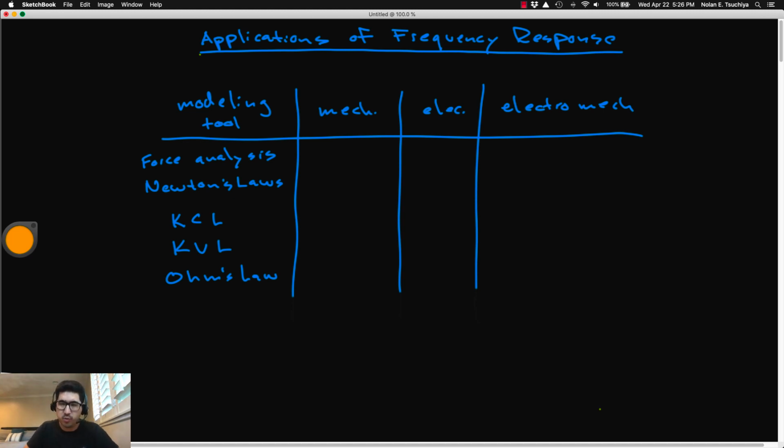Earlier in the course, we spent a great deal of time modeling mechanical systems and developing differential equations of motion, as well as studying the transfer functions in the S domain. And what we learned is that some basic tools for modeling mechanical systems involve using force analysis or free body diagrams to analyze all the external forces, as well as Newton's second law in particular, which states that the sum of the forces equals the mass times the acceleration.